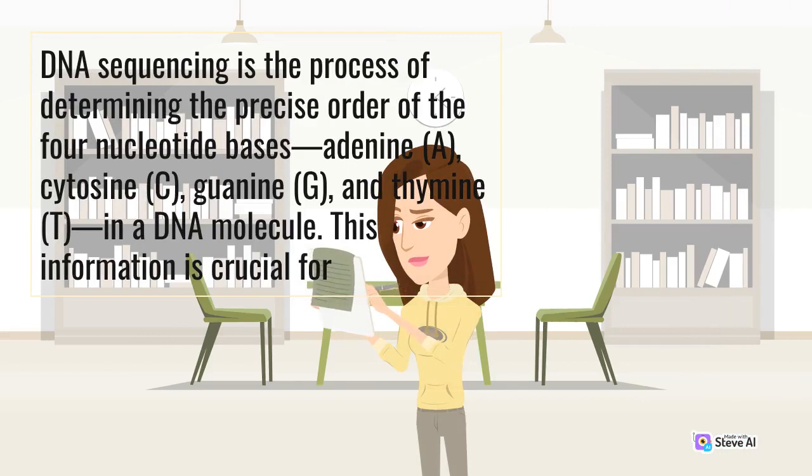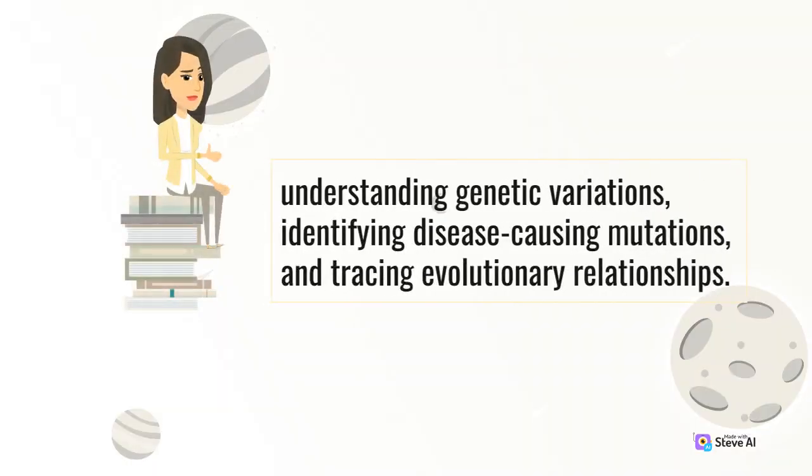DNA sequencing is the process of determining the precise order of the four nucleotide bases, adenine (A), cytosine (C), guanine (G), and thymine (T), in a DNA molecule. This information is crucial for understanding genetic variations, identifying disease-causing mutations, and tracing evolutionary relationships.